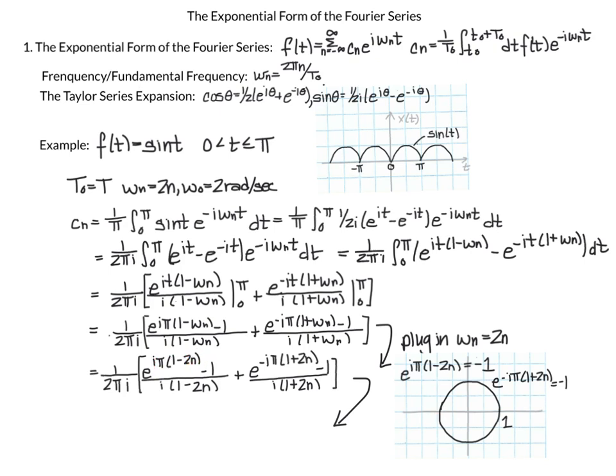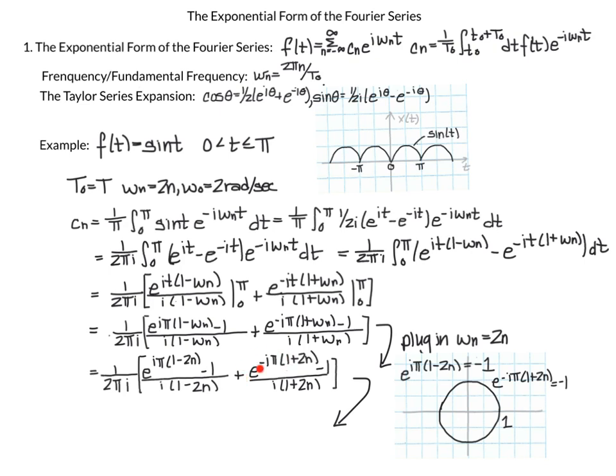Now this 2n times i pi, it's in the negative direction. If we go around twice pi, we're going to end up back where we started, whether we go counterclockwise or clockwise. So essentially this here is going to be equal to -1.